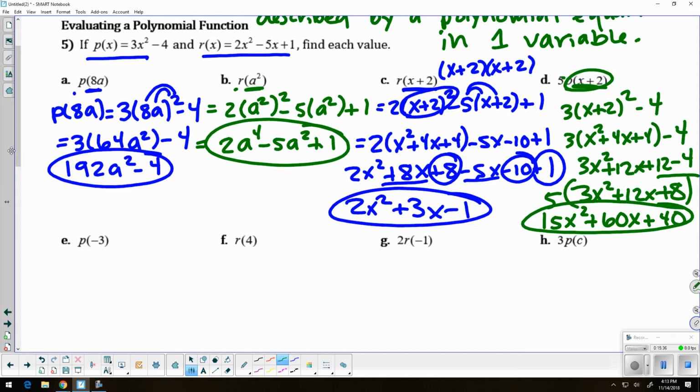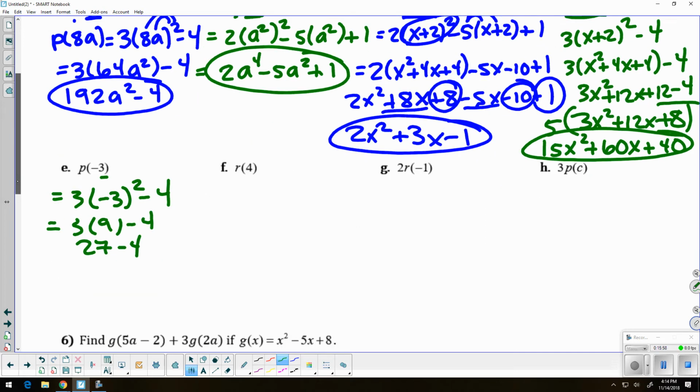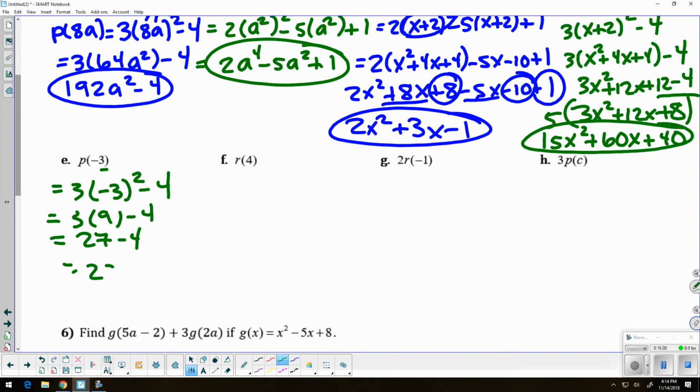All right, so I'm going to just kind of skip around a little bit now, just to make sure we get enough practice. But the next one, so p of negative 3, you're just plugging in negative 3 for x, so that should be easy enough. So p of negative 3 would be 3 times negative 3 squared minus 4. So that's 3 times 9 minus 4, so 27 minus 4. And you should get 23. There you go.